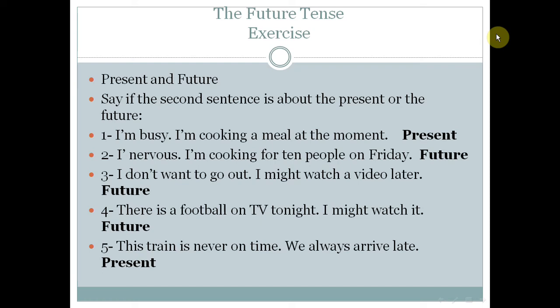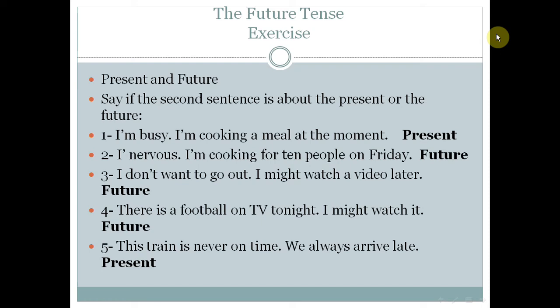I'm nervous. I'm cooking for 10 people on Friday. So I'm cooking for 10 people on Friday means next Friday. So I'm cooking here expresses future tense. Number 3, I don't want to go out. I might watch a video later. It's a future.